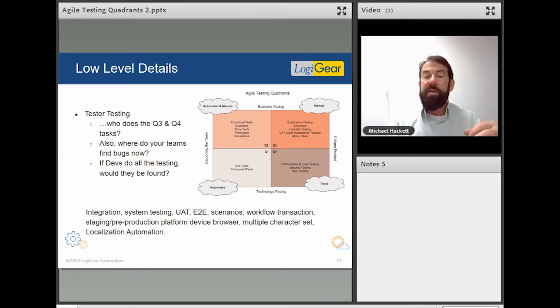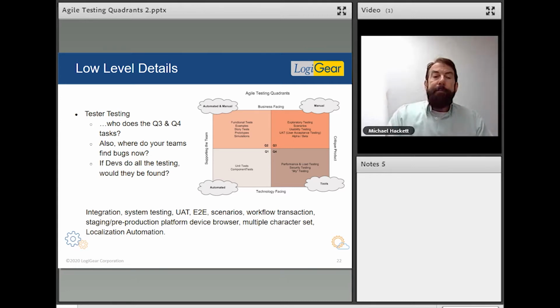And then quadrant 4: performance testing, load testing, security testing, accessibility testing, whatever other kinds of finished product testing you do that are more technical-facing tests that are going to critique the product. That is quadrant 4. So that is a low-level description of the quadrants, the way they were written in the Agile Testing book.